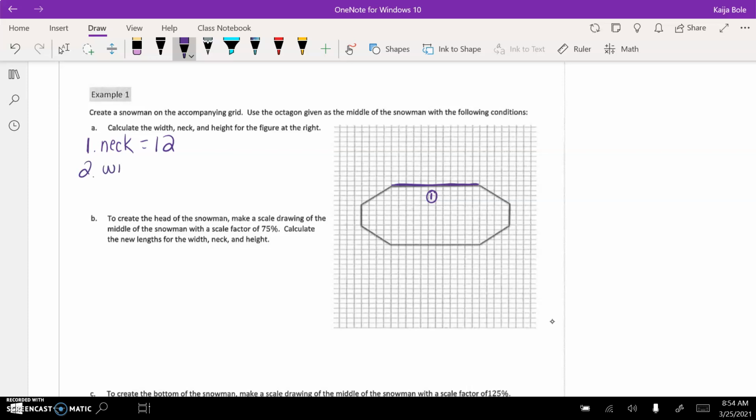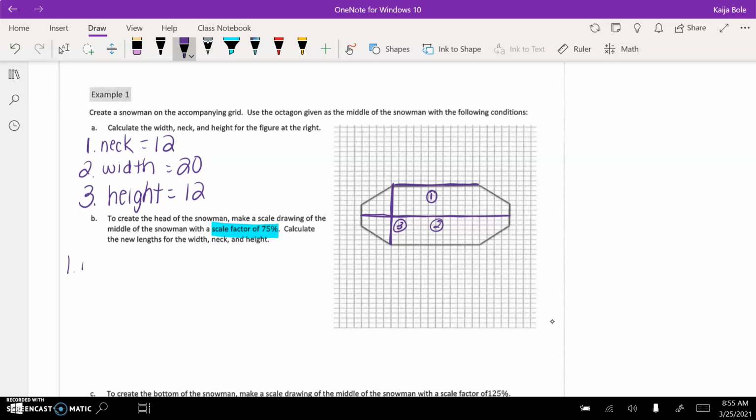The width would be considered here as the longest section across the middle. I'll label this number 2. And when you count that out, that is 20. And then the height, which would be the height across the tallest portion, up and down here, I'm going to call that number 3. And that would be 12. Part B says, to create the head of the snowman, make a scale drawing of the middle of the snowman with a scale factor of 75%. Calculate the new lengths for the width, neck, and height.